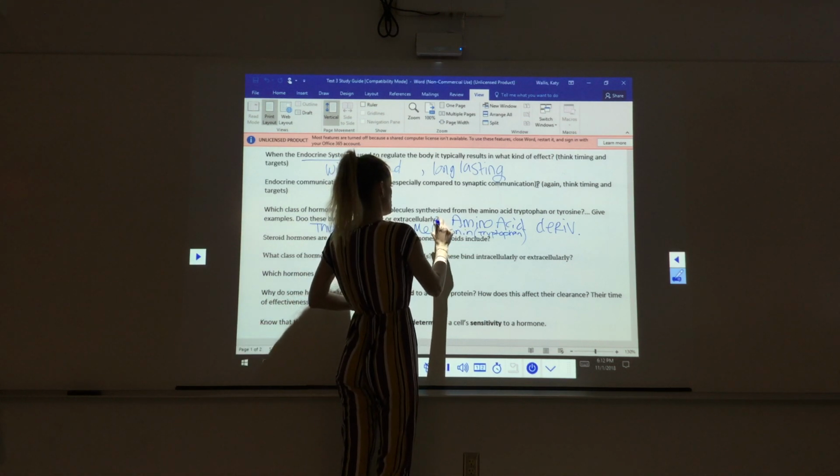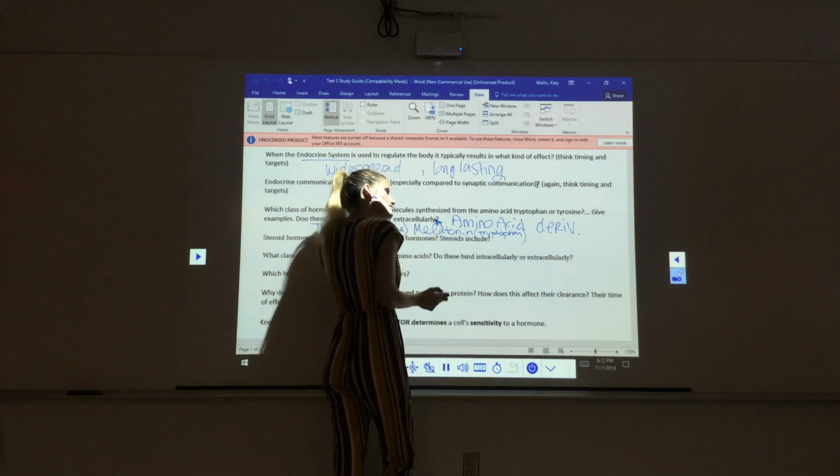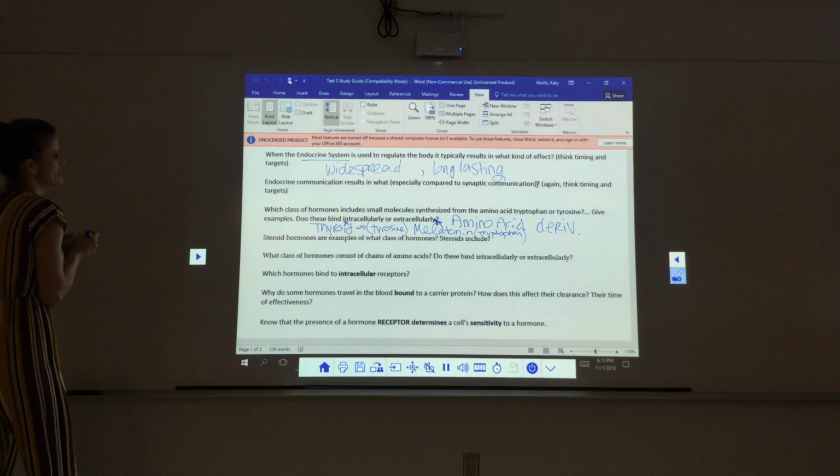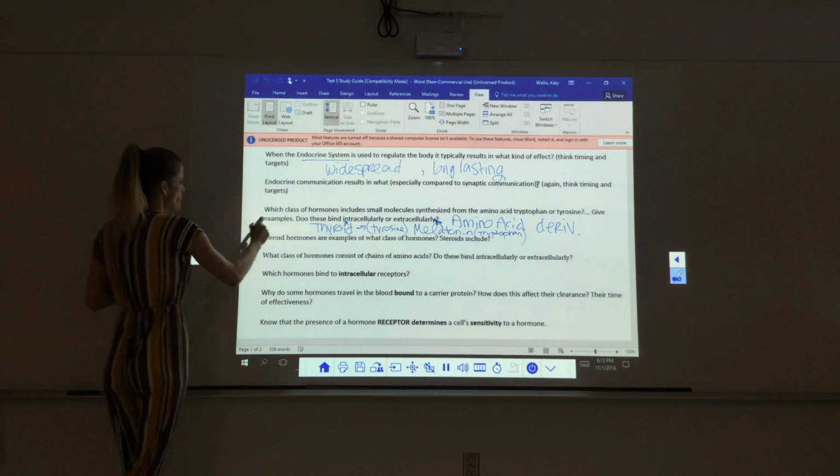Extracellularly. Okay. We also did epi and norepi. Those bind extracellularly as well.